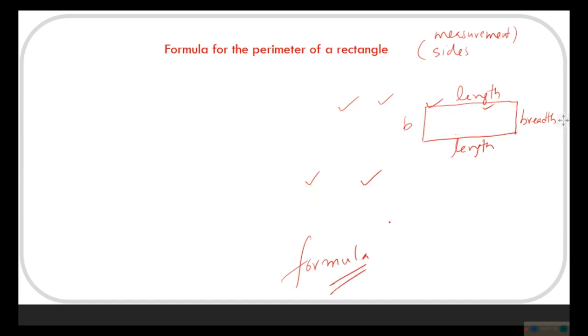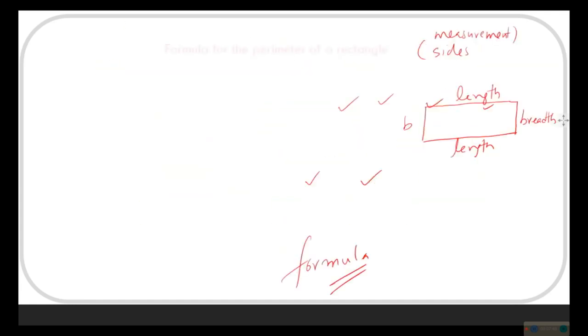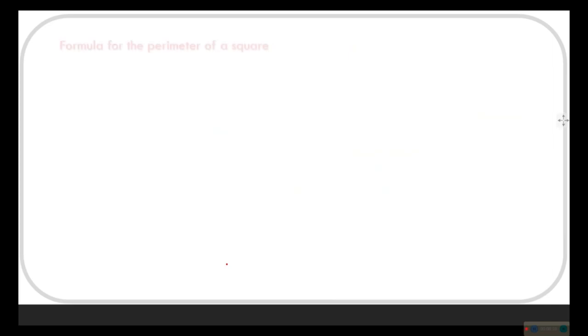You might have noticed that when I was adding the previous sum, I took 2 times length, 2 times breadth, 2 times length, 2 times breadth. I did it intentionally because as a teacher I know what is going to come in the next page. So this is the formula to calculate the perimeter of a rectangle and rectangle only, because the formula depends upon the figure. Okay, let us move ahead.